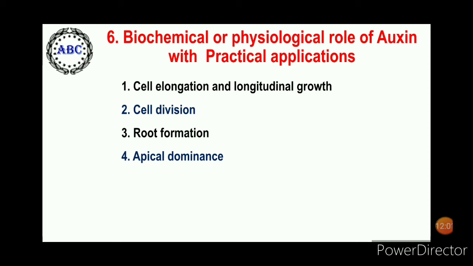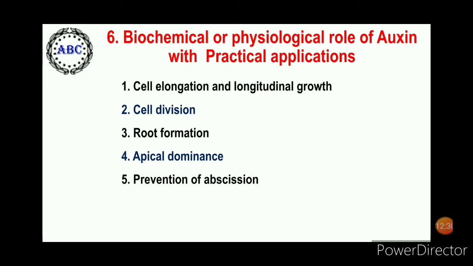This property of auxin is used in agriculture by checking the sprouting of lateral buds on tubers during storage. Potato and other commercially important tubers can be stored for longer duration. Similarly, in case of some horticultural plants, by removing apical buds, branches are allowed to develop for production of more flowers.